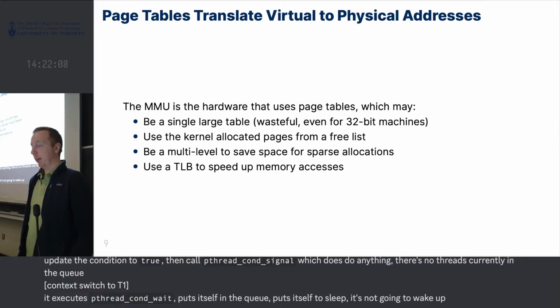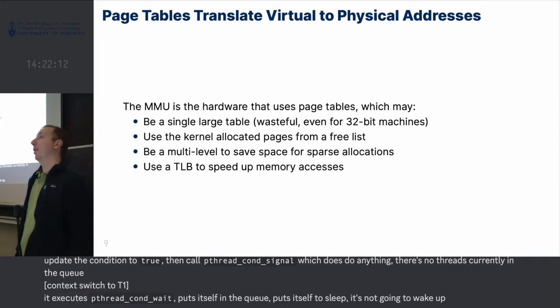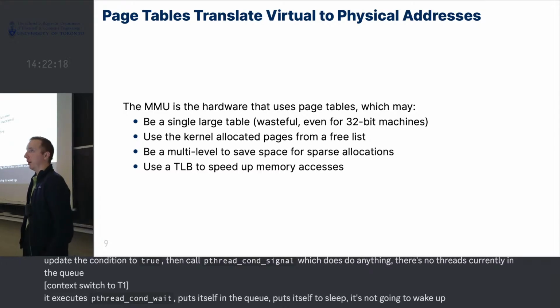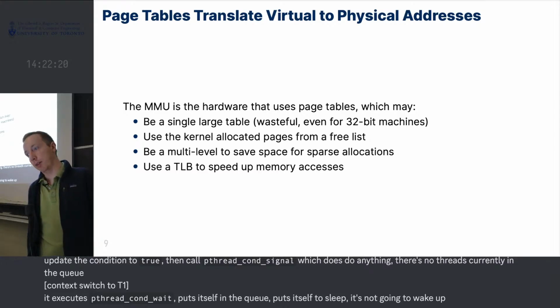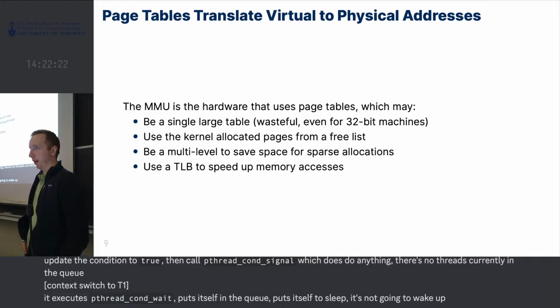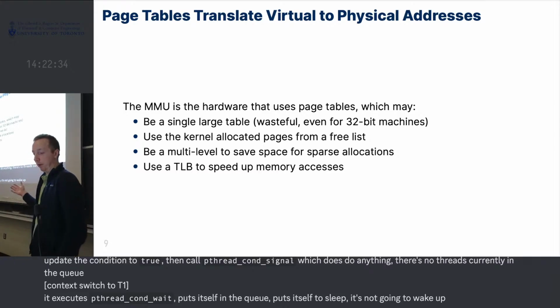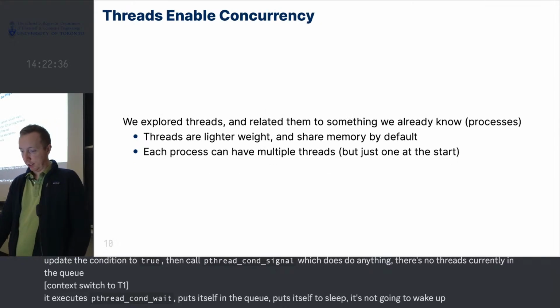Then finally, we realized that if we have multi-level page tables, translating addresses is really slow. So we use something like the TLB, or the translation look-aside buffer, to speed up memory access. We saw that example where if we were accessing memory that was all on the same page, it was nice and fast. If we tried to access memory on every page, then it was really slow.